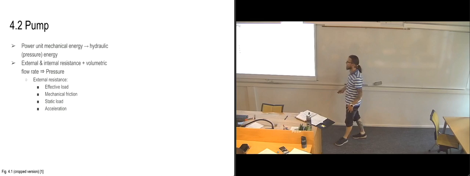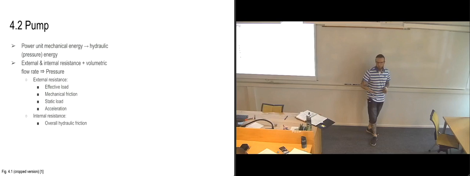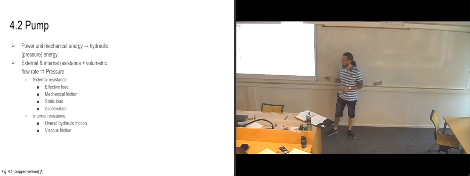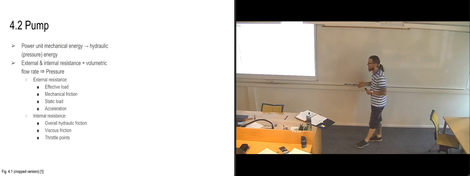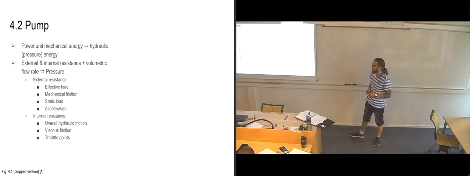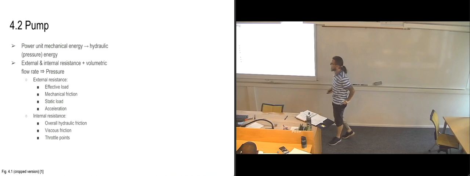And then internal resistance. You have the overall hydraulic friction inside the fluid. That's going to add to the pressure. You have the viscous friction of it. And then, of course, you have the throttle points, which we saw last time create pressure drops in the system. But still, before reaching the throttle point, you will have a certain pressure, and that's the resistance you get as you end up pushing it through the throttle point.